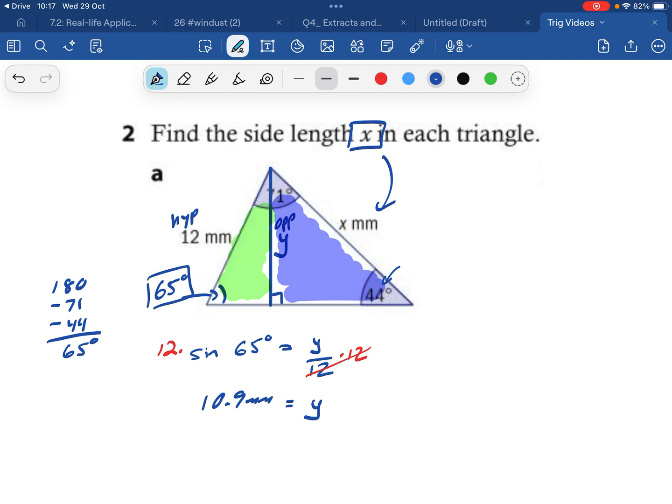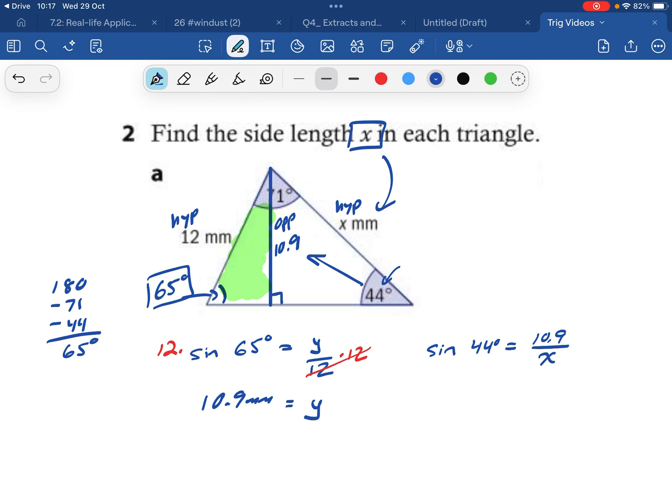In this case, let's go ahead and I'm going to erase that Y, and I'm just going to replace it, because now I know that that side is 10.9. And if I'm using 44 degrees, that's still the opposite side. And then the X is the hypotenuse. So I'm going to use sine again. So the sine of 44 degrees is equal to 10.9 over X.